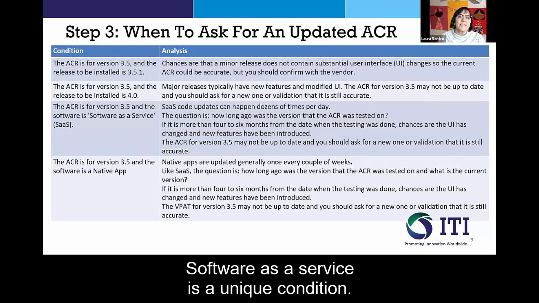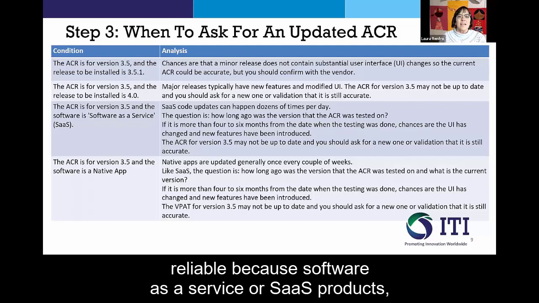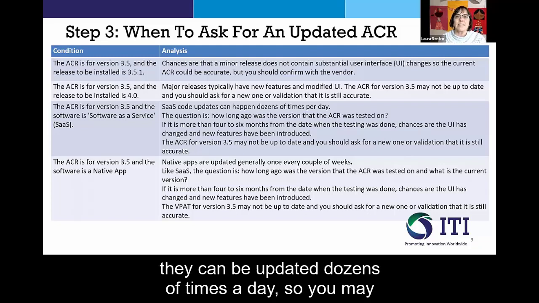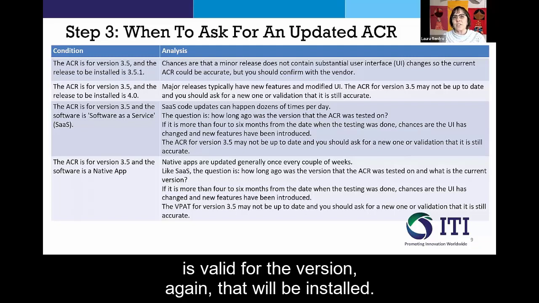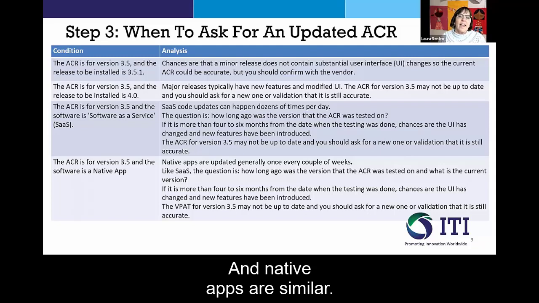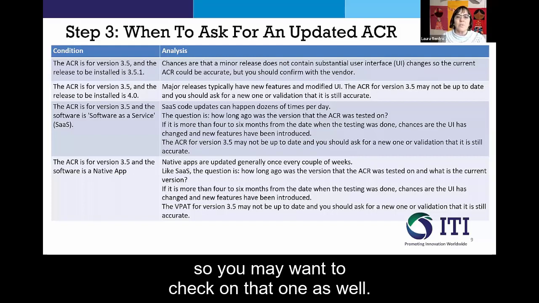Software as a service is a unique condition, and in this case, versioning is less reliable because software as a service, or SaaS products, can be updated dozens of times a day. So you may have to check and make sure that the ACR that you're given is valid for the version, again, that will be installed. And native apps are similar. They're updated at a pretty quick cadence, and so you may want to check on that one as well.